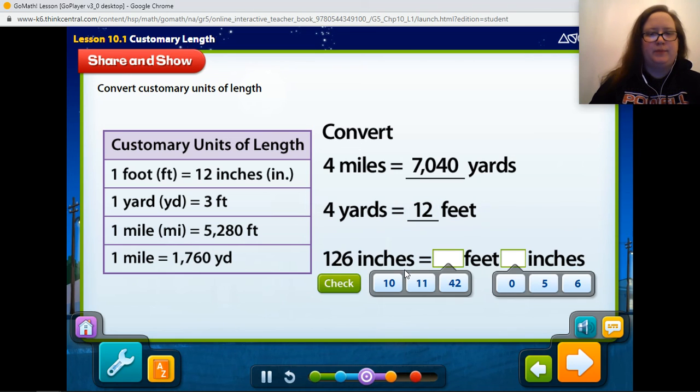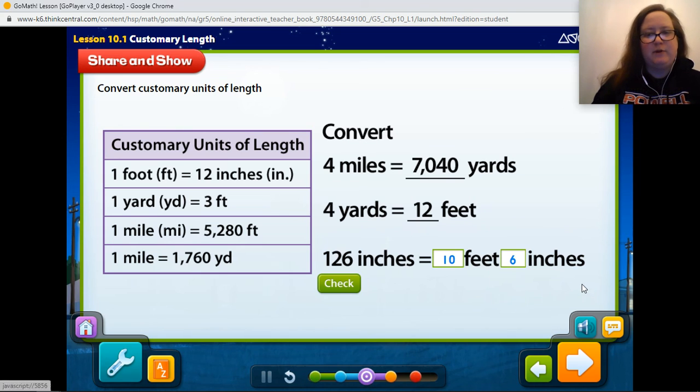How many feet are there in 126 inches? So there are 12 inches in 1 foot. So if you divide 126 by 12, you're going to get 10, and you're going to have 6 left over. That's right. 126 inches is equal to 10 feet 6 inches.